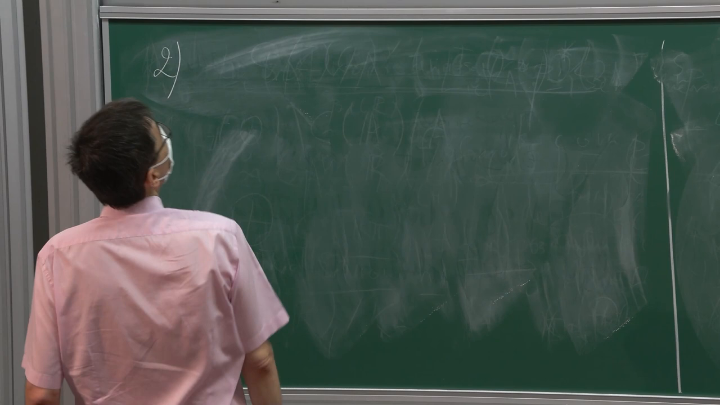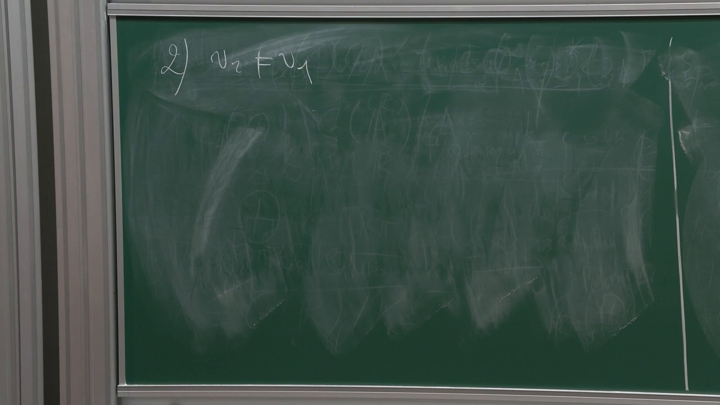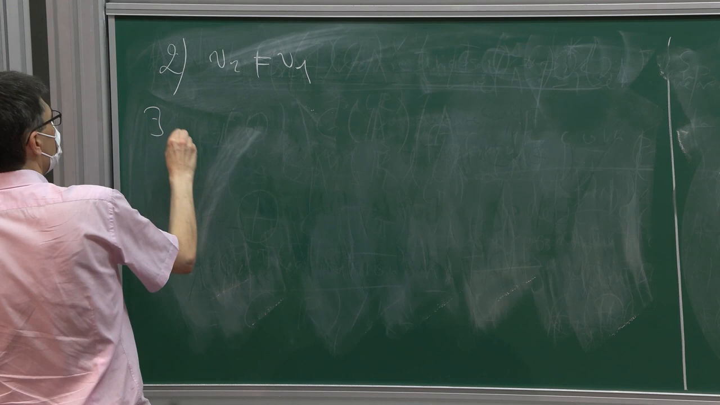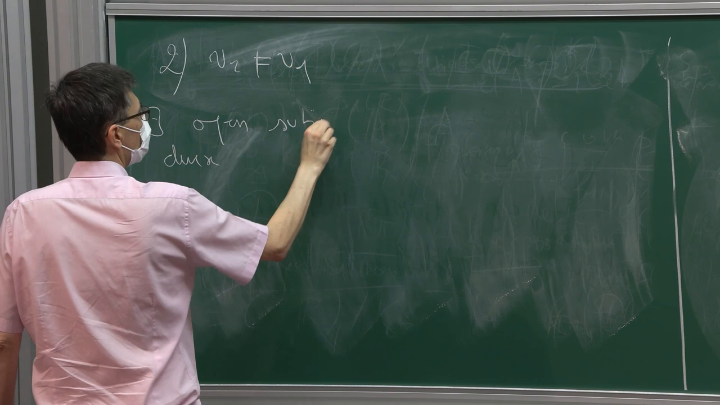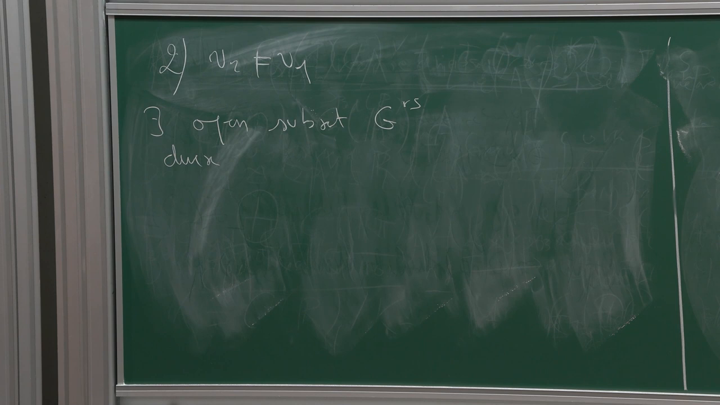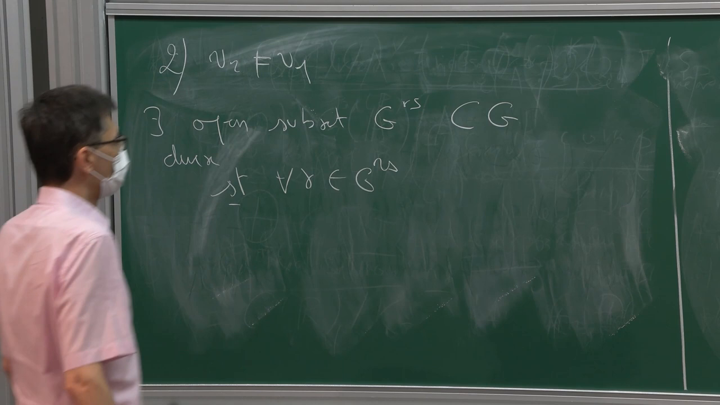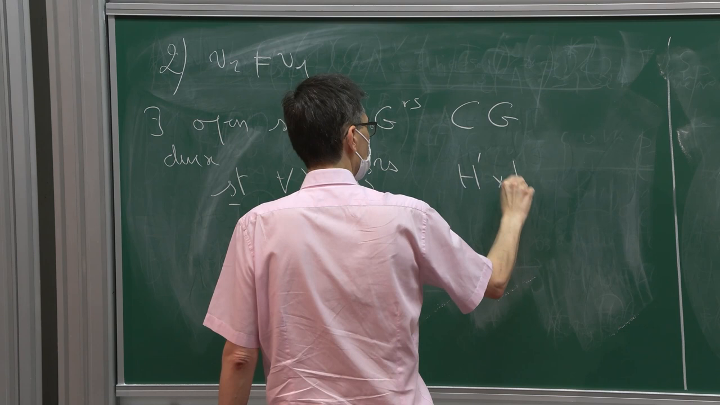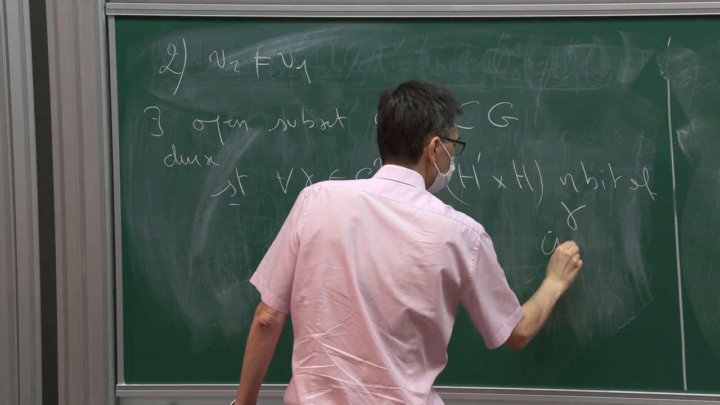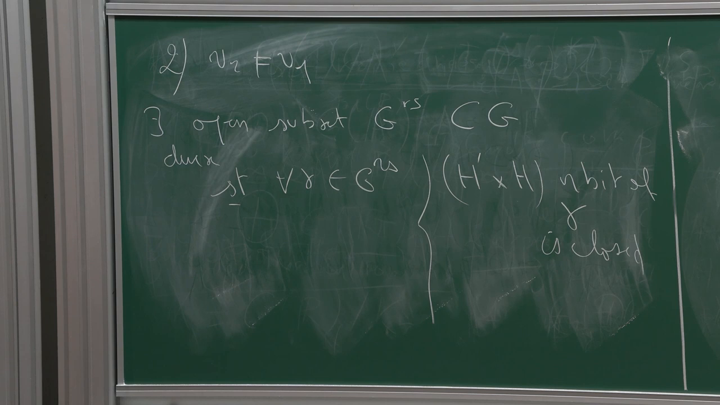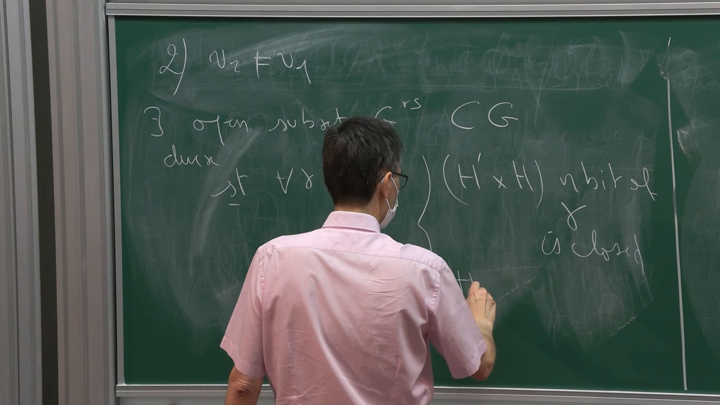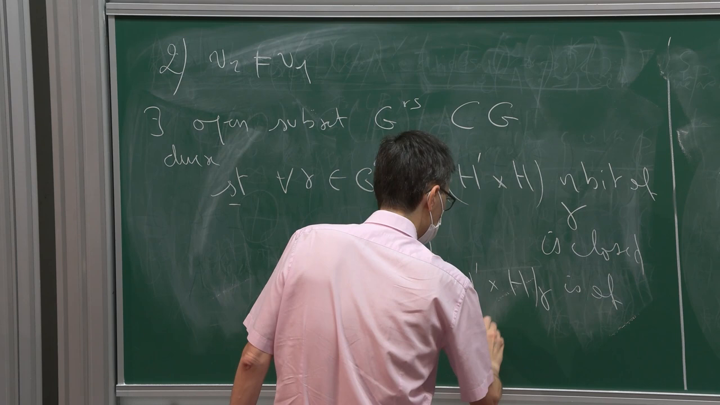Say V2 is different from V1. So first I observe that there is an open dense subset, say G regular semisimple of G, such that for all gamma in G_RS, first, the orbit of gamma is closed, and the second condition is that the centralizer is of maximal dimension.